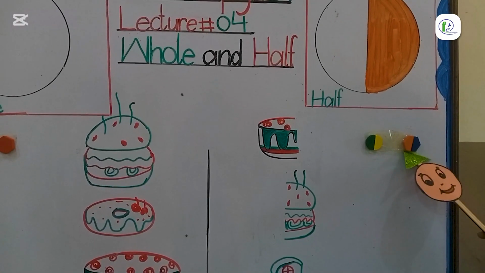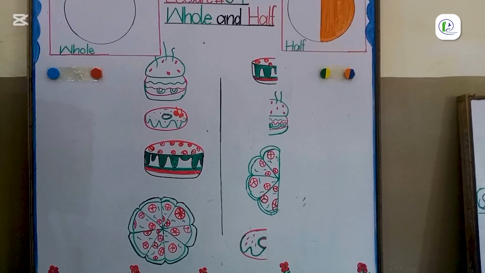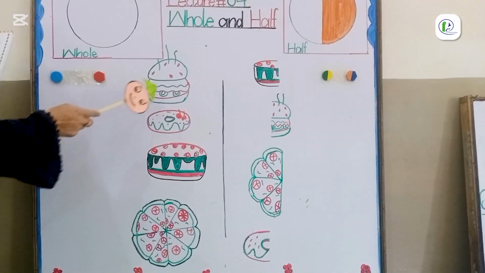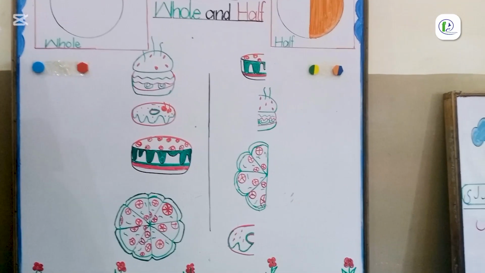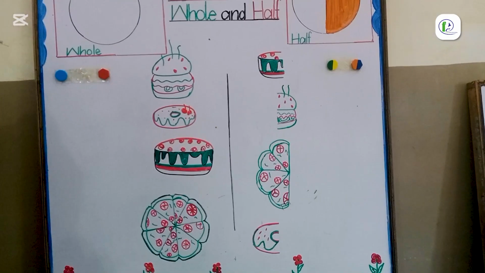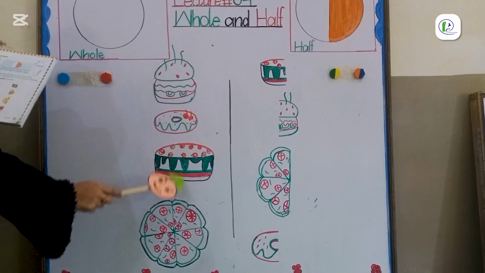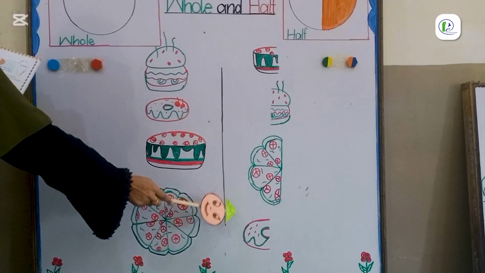Ellie's friend bought some snacks to eat and drink before riding the roller coaster, but Ellie wants to share. Okay, match the whole and half snacks.